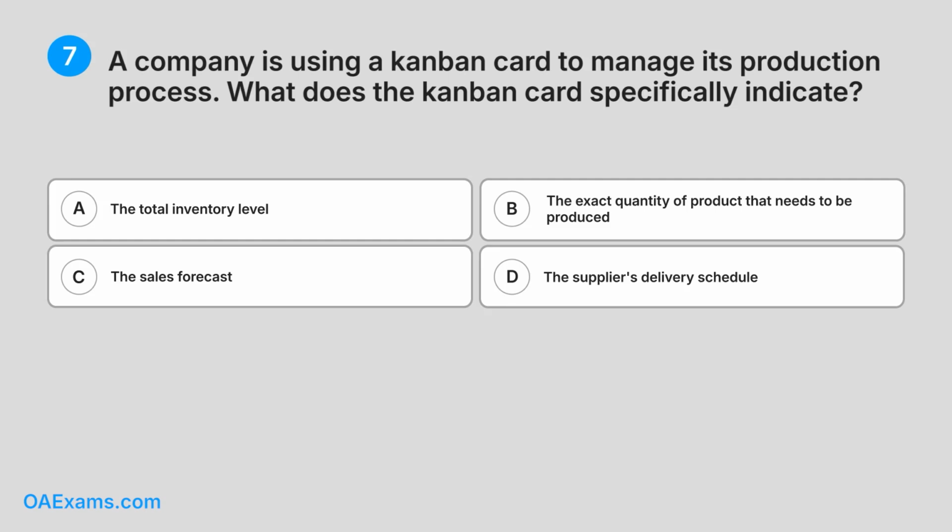A. The total inventory level. B. The exact quantity of product that needs to be produced. C. The sales forecast. D. The supplier's delivery schedule. What do you think is the answer?